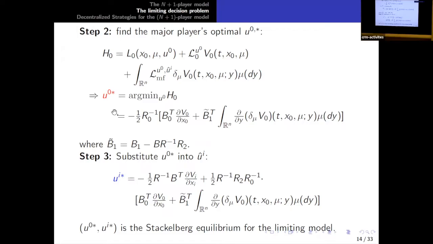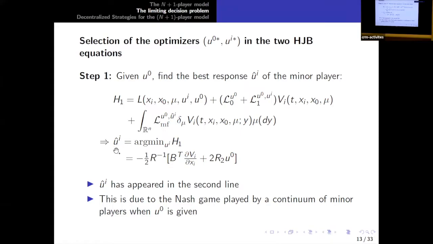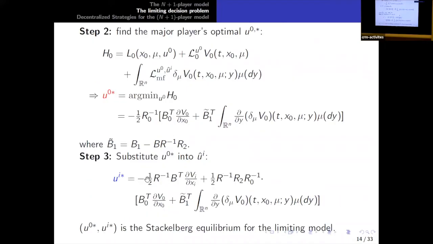And finally, for step 2, we update U height I. Because in this part we have U0. Now we just plug in U0 start obtained in step 2. So we finish the job. Now we have the optimizer for the major player and also the optimizer for the minor player. So this is how we can select the optimizers in this Stackelberg game.